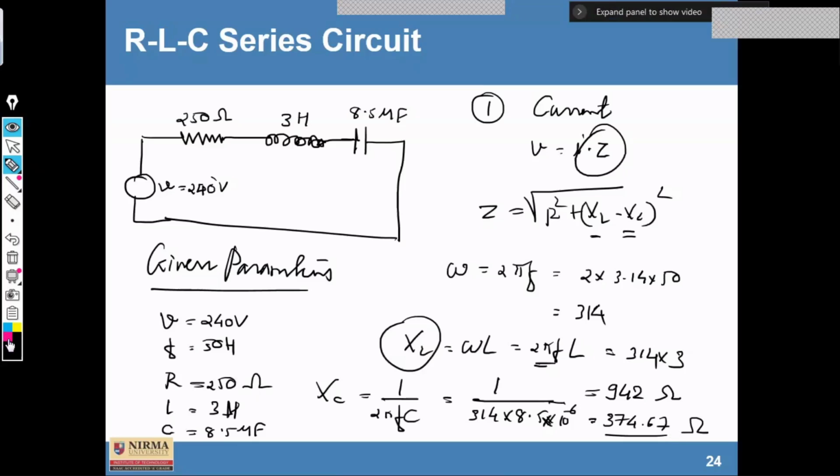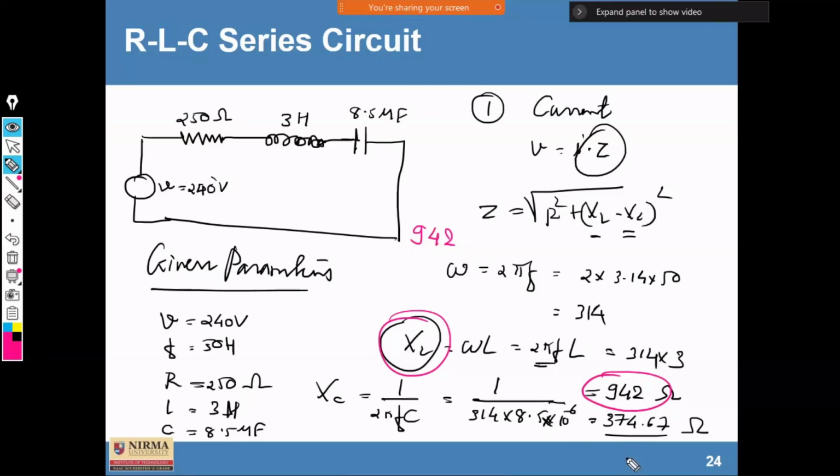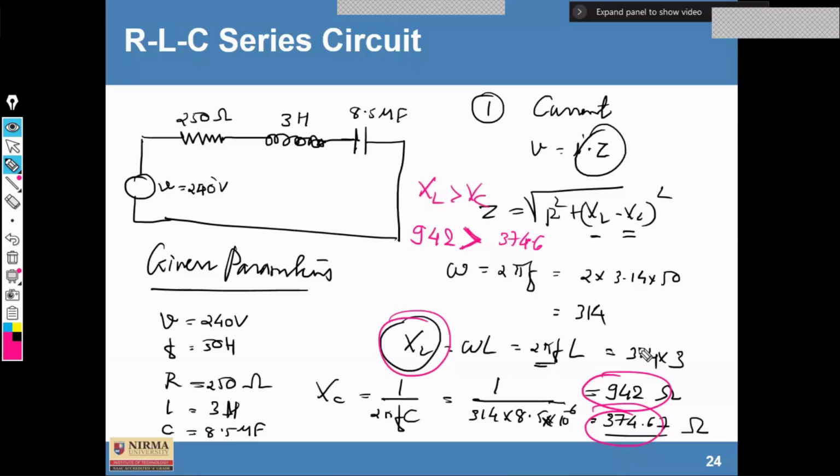Now, we received two different values. One is the value of XL, which is 942 ohm. And we received the value of XC, that is 374.67 ohm. Both are in ohm, right? So we can write that 942 is greater than this one. The meaning is XL is greater than XC in this condition. So your first step is to find out XL and XC, and finally you can compare and write the equation of impedance here.